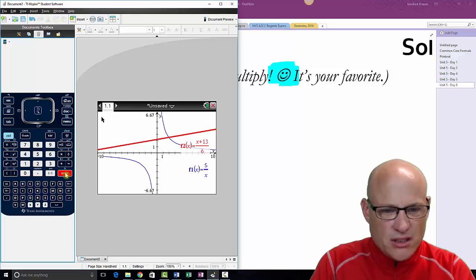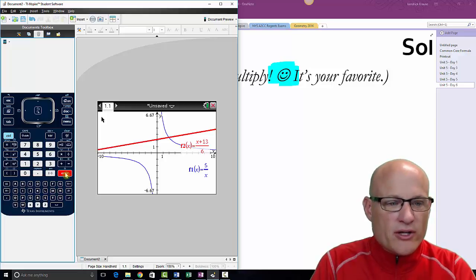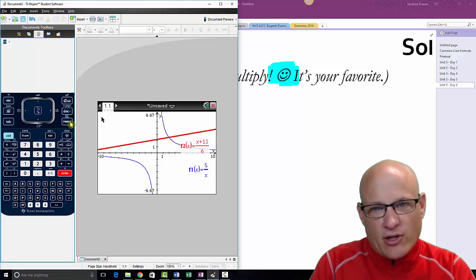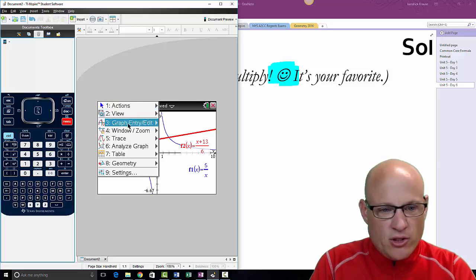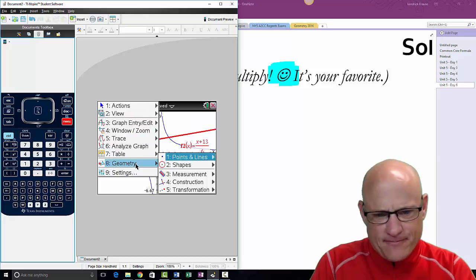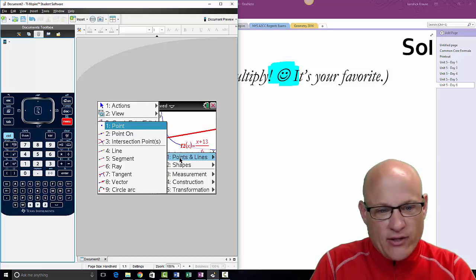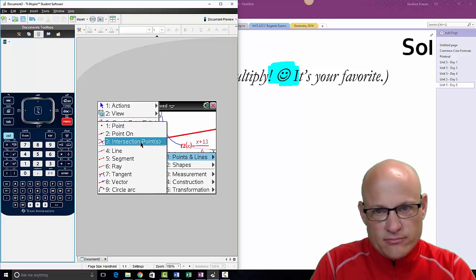I'm sorry, what? So here's what we're going to do. You go into menu. There's a way to get this calculator to find both roots very quickly. You go to menu, you go to geometry, and points and lines, and intersection points.